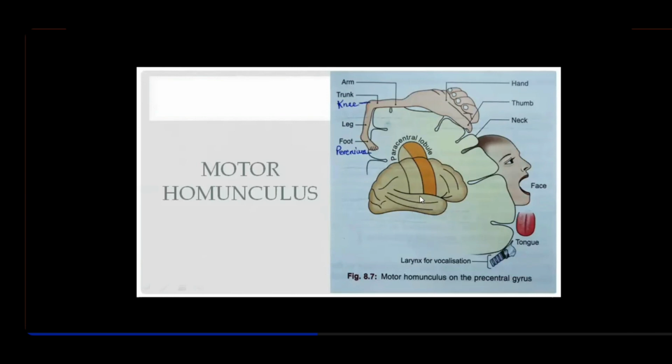Okay, so that was about the motor homunculus. And similarly, you'll find a sensory homunculus in the postcentral gyrus. That is area number 3, 1, and 2, that we will study separately.